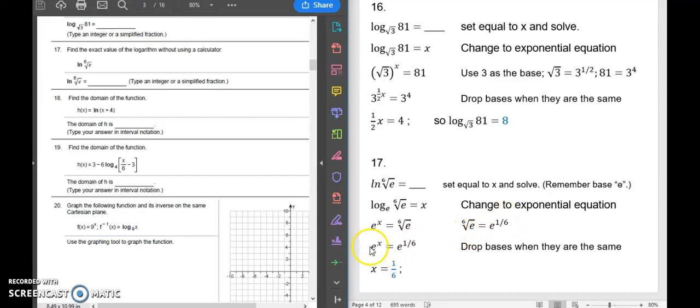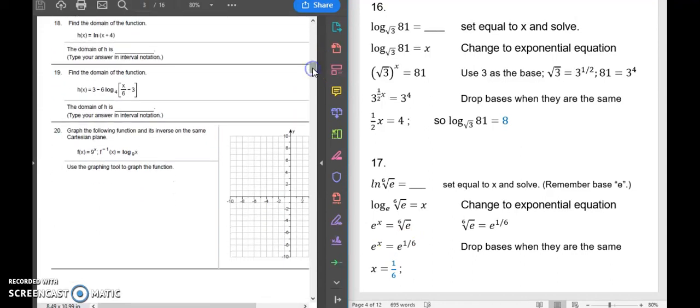So we'll have e raised to the x equals e raised to the 1/6 power, and then from there it's smooth sailing. We drop the bases, and then we will have x equals 1/6, and that is our exponent that we were looking for. Number 18 says find the domain of the function.